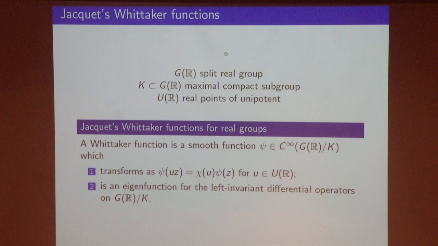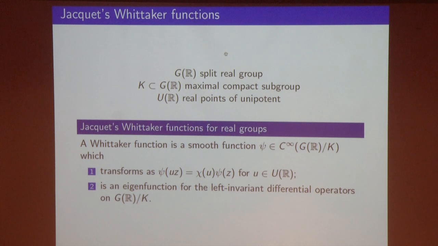So one way to think about Whittaker functions is that it's a smooth function on this quotient, which, in other words, is a smooth function on G which doesn't transform when you multiply by some element in the compact subgroup. And it transforms using this non-degenerate character chi chosen previously when you left multiply by an upper triangular matrix. Also, it is an eigenfunction for left invariant differential operators on this space. So it's a function on G which has some transformation properties on the left and right, together with being an eigenfunction for some class of differential operators.